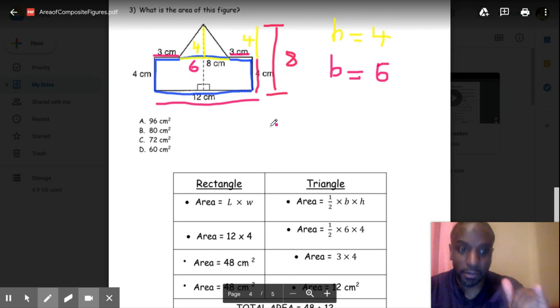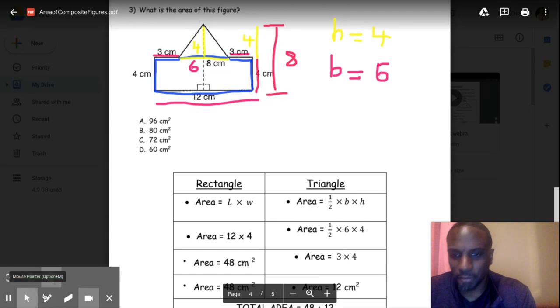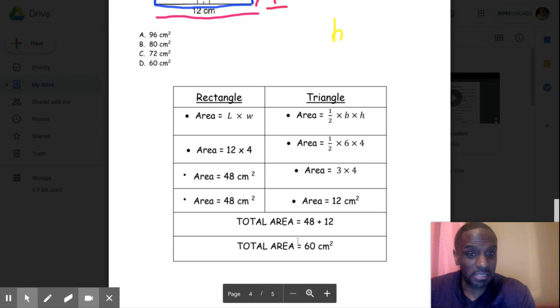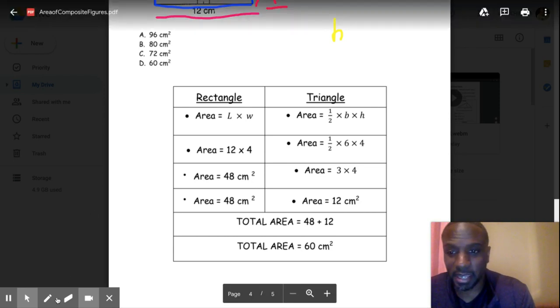So area of triangle, don't forget the times 1/2. 1/2 times base times height. So right here, 1/2 times a base of 6 times a height of 4. 6 over 1 times 1 over 2 turns into 3. And 3 times 4 is 12. So my total area is the area of the rectangle plus the area of the triangle. That is 48 plus 12. That gives me 60 centimeters squared. That means my answer here should be D.